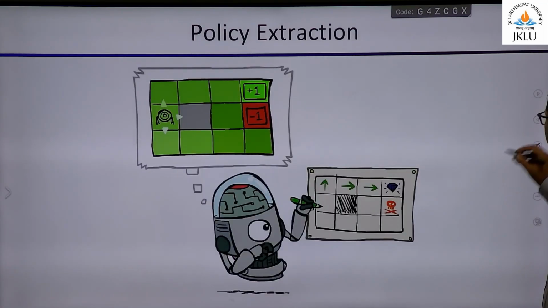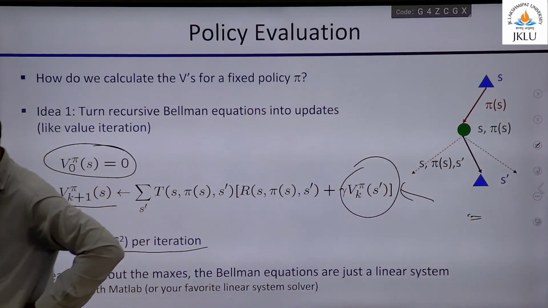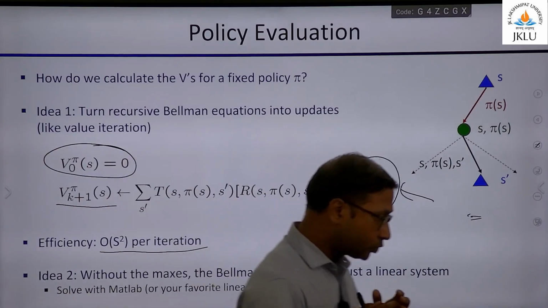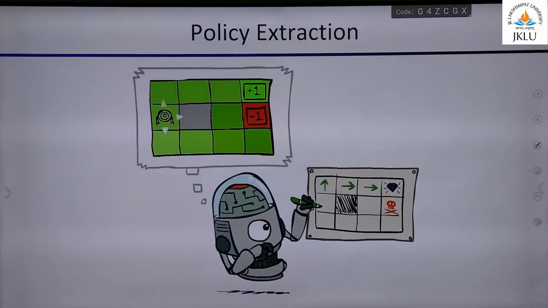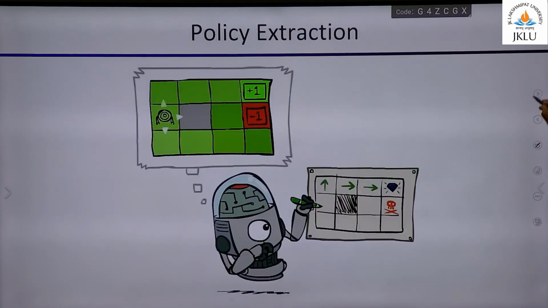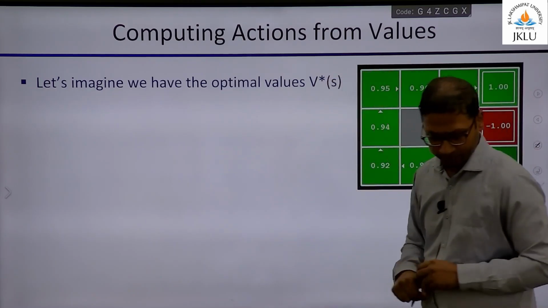Policy extraction now. Which one do you prefer, policy evaluation or value iteration? I mean, we'll do something like policy iteration later, so let us leave it here. Policy extraction. What is policy extraction? So let's imagine we have optimal values V star S.